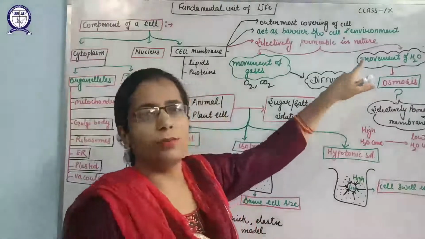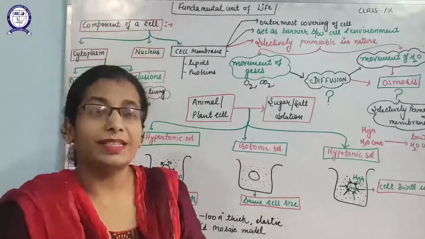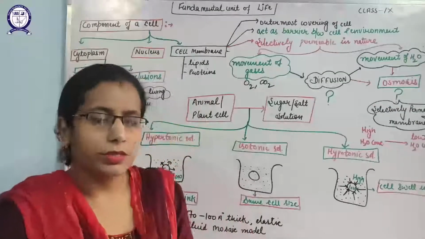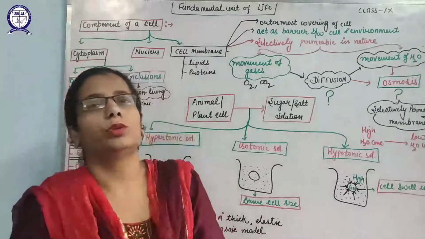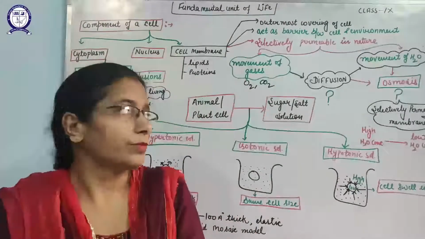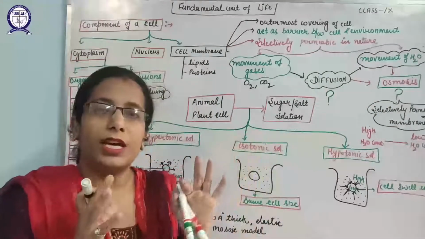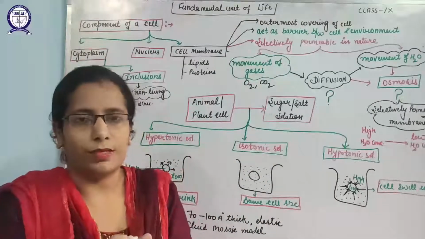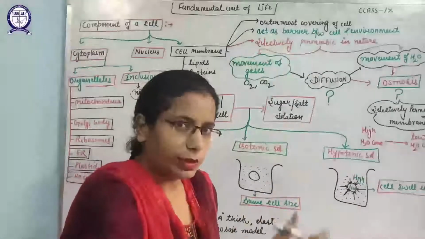And second is the movement of water. Movement of water also takes place by diffusion, but that is a special type of diffusion known as osmosis. It mainly involves the movement of water molecules from the high concentration of water to the lower concentration of water. But it takes place with the help of a membrane. That means the movement of water takes place from high concentration to lower concentration through a selectively permeable membrane.